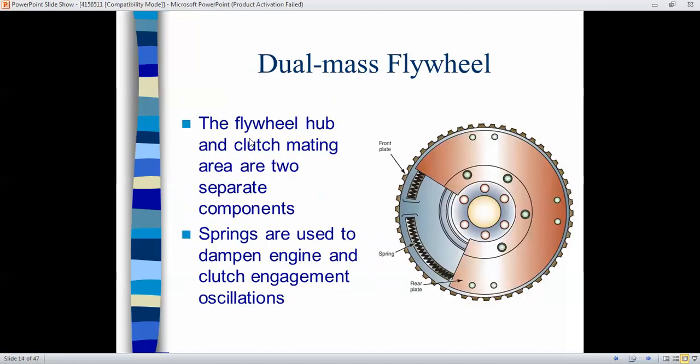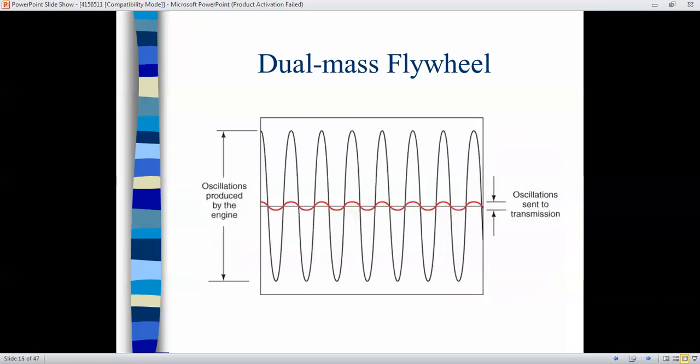Now, there is another type of flywheel, that is the dual mass flywheel. The flywheel hub and clutch mating area are two separate components. See, this is the flywheel and this is the mating part. In between, there is a spring. Front plate is there, spring is there, and this is the rear plate. Now the springs are used to dampen the engine and clutch engagement oscillation.